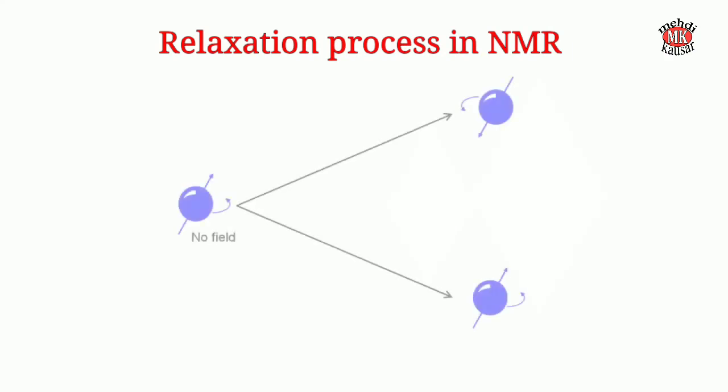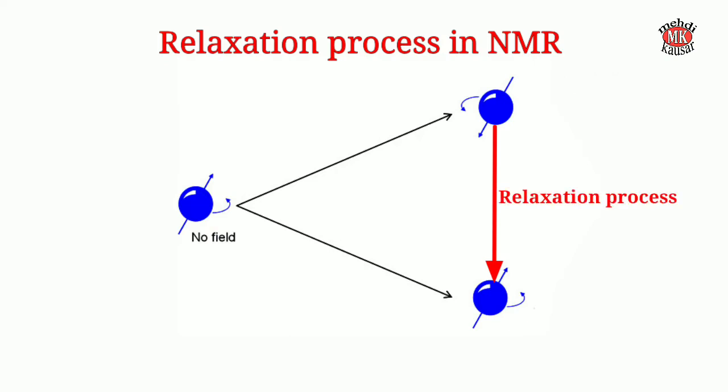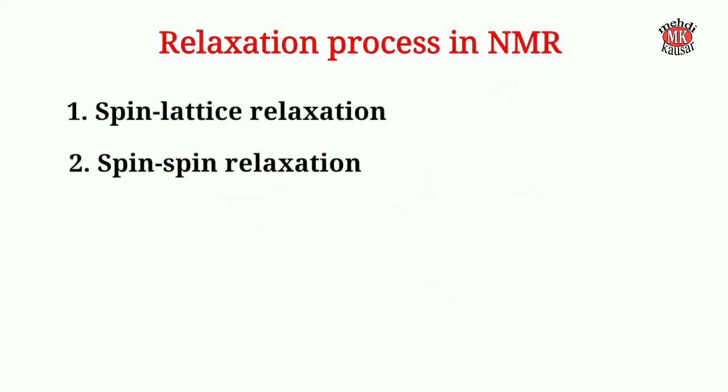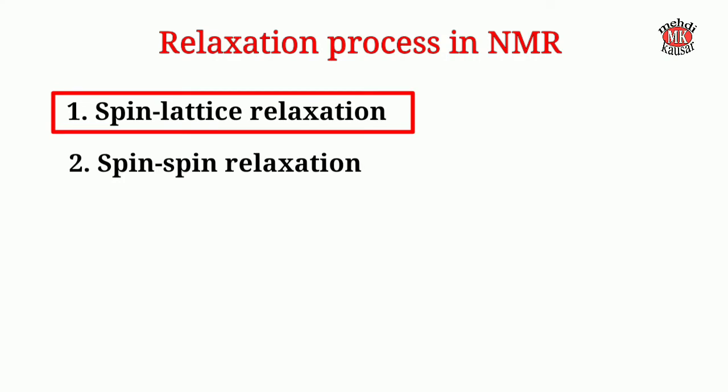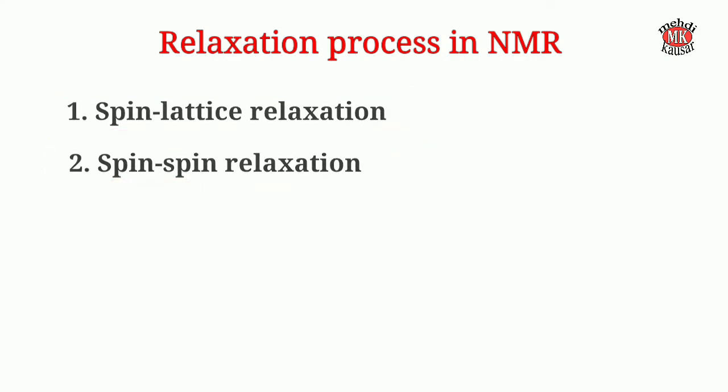Now let us talk about the relaxation process. The excited nuclei release excess energy and come back to the ground state with or without emitting the radiation. This process is known as relaxation process, and there are two types of such relaxation processes. The first one is spin lattice relaxation and the second one is spin-spin relaxation process.